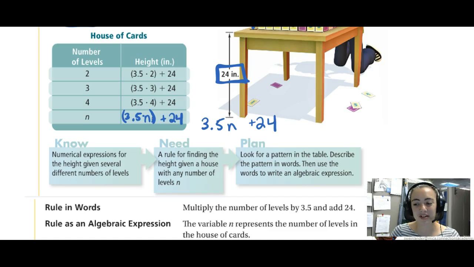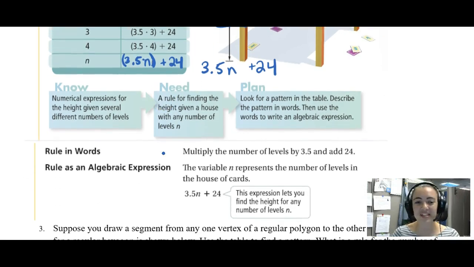All right, and how do we write that in words? Well, we kind of said it out loud as we were going through it. So there's many ways you can use some of the vocabulary that you've been refreshing your brain about in this video. So the product of 3.5 and n and the sum of 24. So you could discuss that. You could say multiply the number of levels by 3.5 and add 24. They're looking for the rule in your own words. There's not just one way to put it.